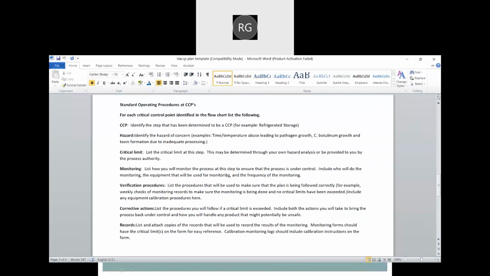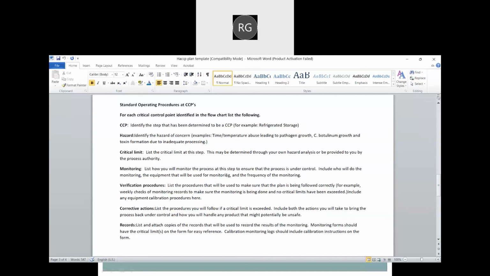Next one is corrective actions. List the procedures you will follow if a critical limit is exceeded. Include both the actions you will take to bring the process back under control, and how you will handle any product that might potentially be unsafe.